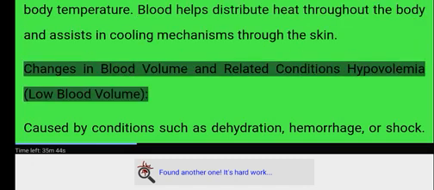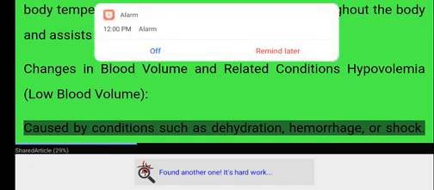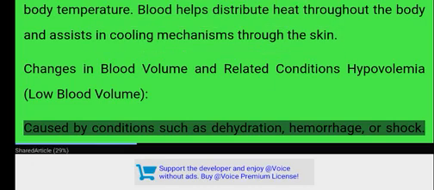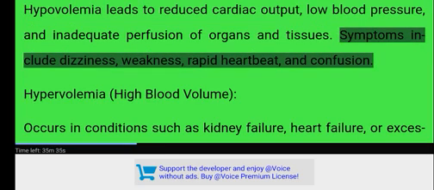Changes in blood volume and related conditions. Hypovolemia, low blood volume. Caused by conditions such as dehydration, hemorrhage, or shock. Hypovolemia leads to reduced cardiac output, low blood pressure, and inadequate perfusion of organs and tissues. Symptoms include dizziness, weakness, rapid heartbeat, and confusion.